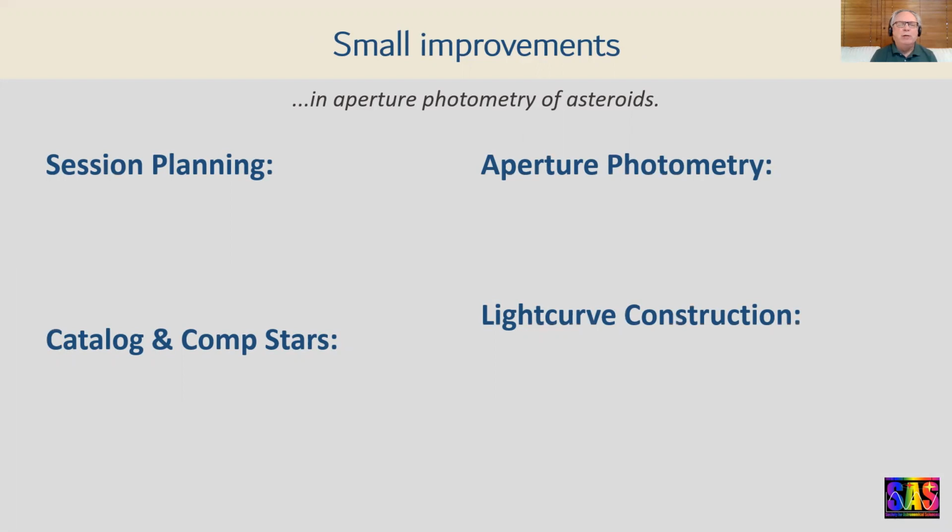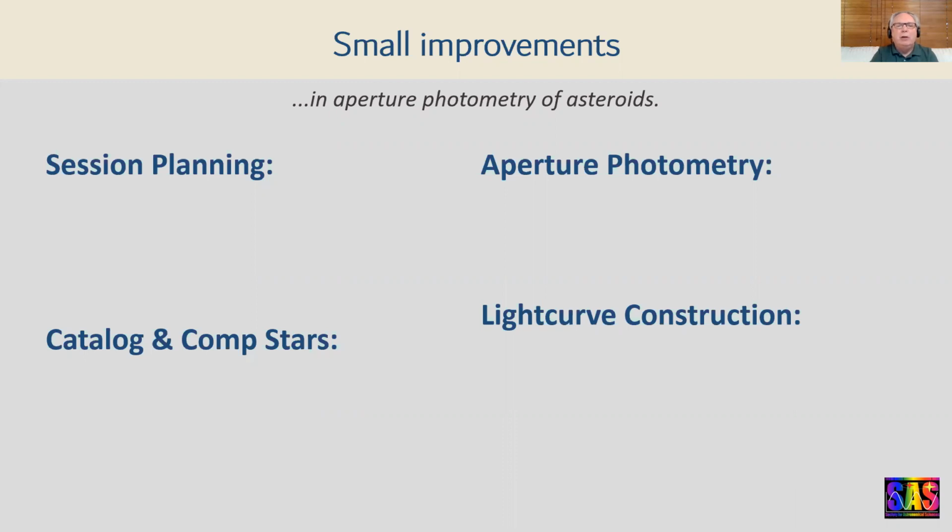Session planning, which happens the day before you ever take your images: which asteroids do you want to image, and how do you want to image them? Then, when you have the data, how do you choose the catalog comp stars, comparison stars? I've made some changes in how I do that, and I want to tell you about those.